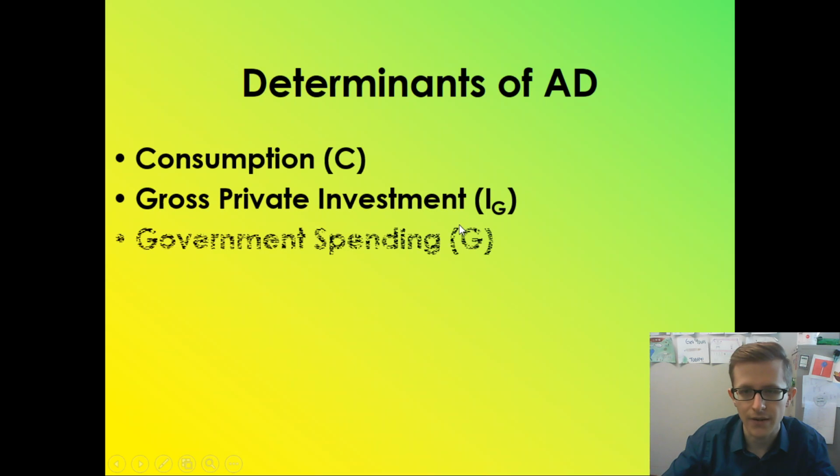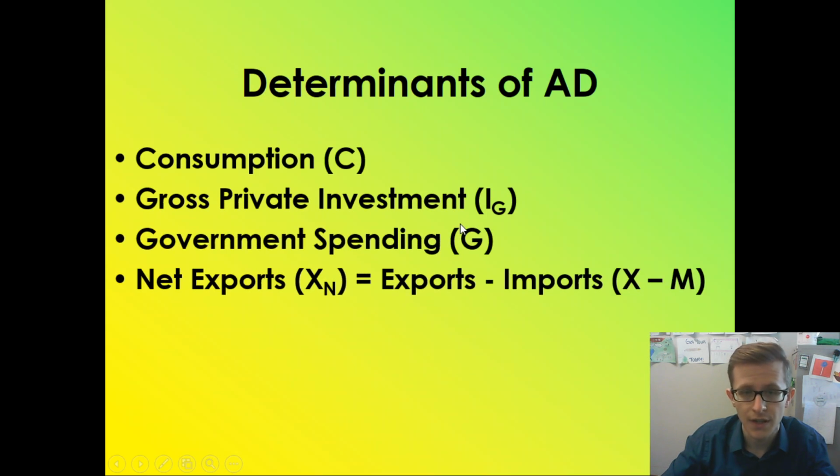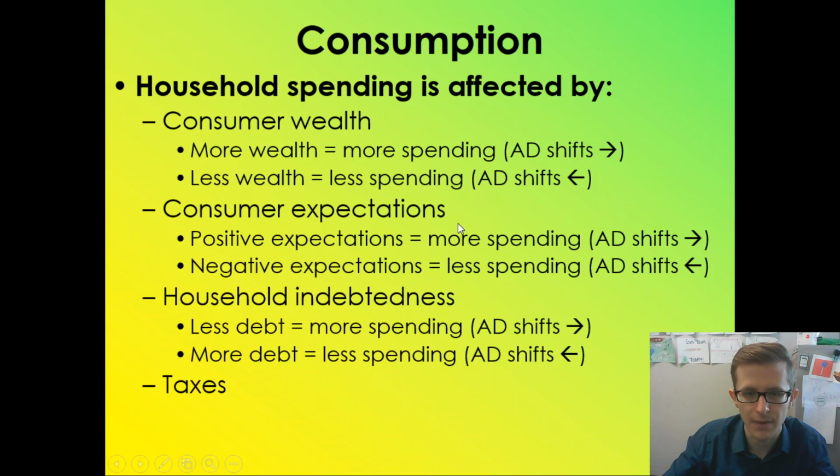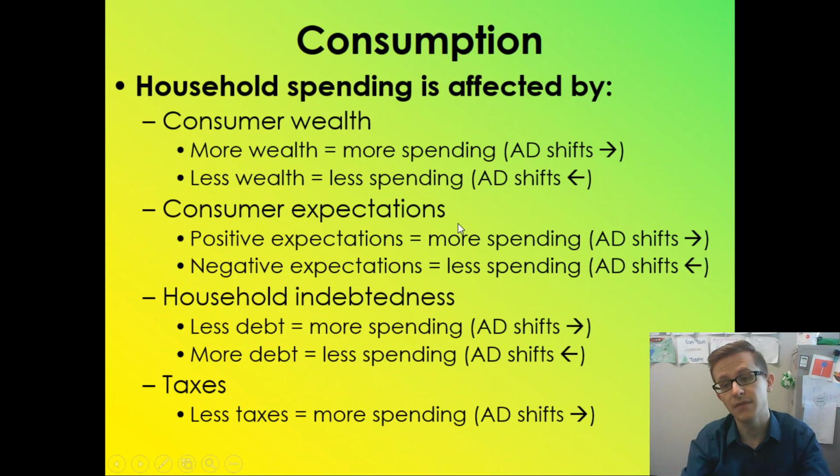Now, determinants of aggregate demand. Again, that's going to be the things that change it. Those are the 4 things that, when impacted, will impact aggregate demand. Consumption. Here's some of the stuff that can end up impacting all of this then. And since aggregate demand is GDP, all of these things will shift our GDP as well, obviously. So consumer wealth. As there's more wealth, there's more spending, meaning that as there's more spending, GDP goes up and aggregate demand shifts to the right. What this means then is that if people are making more money overall, then we'll have an increase in GDP. Right? That's pretty much what it means.